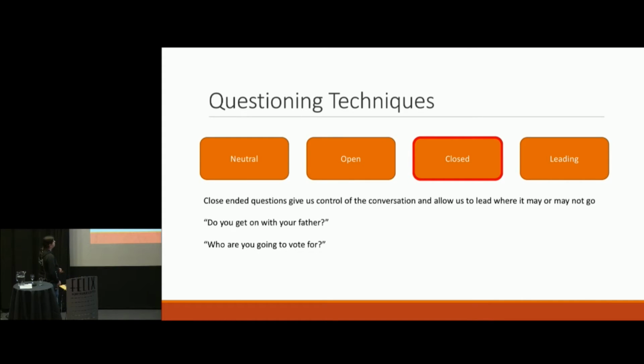But on the flip side to that, you have closed questions. These help give you control of a conversation and allow you to lead where that conversation is going to go. So, for example, if you say, do you get on with your father? Yes, I do. No, I don't. It's very closed. There's not really that many ways you can answer it. Or who are you going to vote for? You're going to vote for candidate A or candidate B.